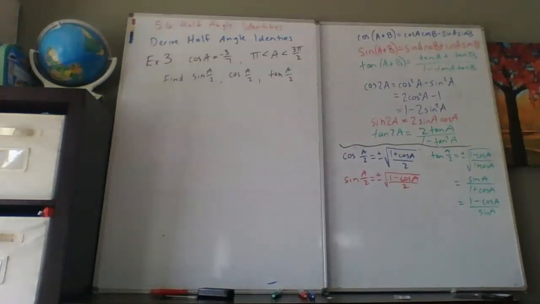Welcome to 5.6 half-angle identities. Now we will work on example 3.